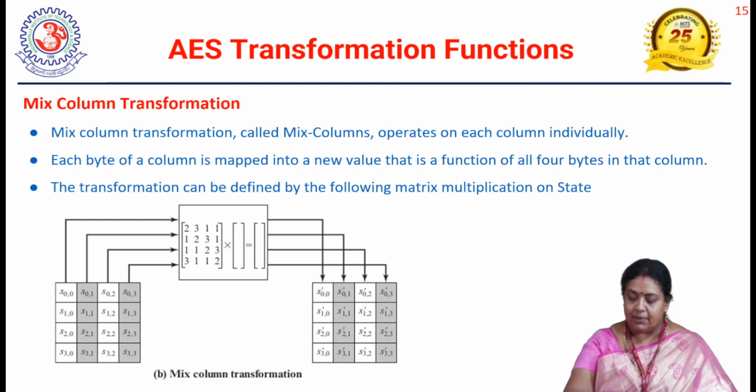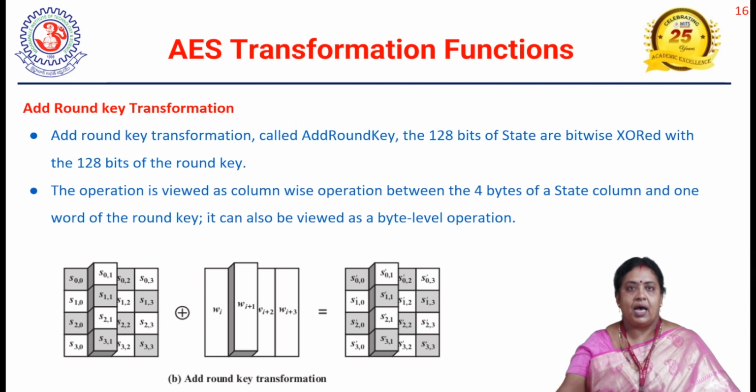And finally, the fourth transformation is the add round key transformation. In this transformation only, we are going to make use of the key, the round key. This is the input matrix, a 4 by 4 matrix, and this is the key. Now what we said, the key is represented as 4 words, each of 32 bits. Here we are going to perform the XOR operation.